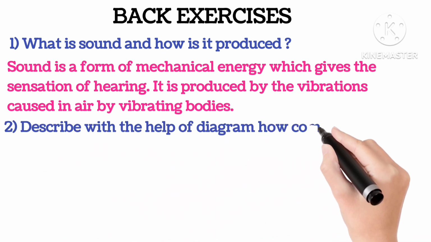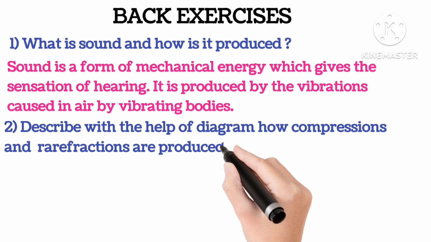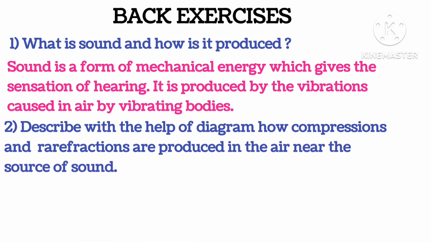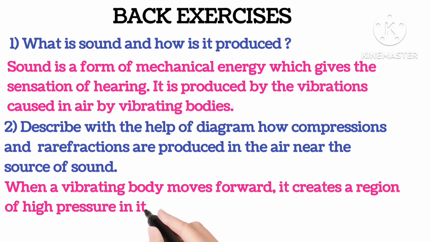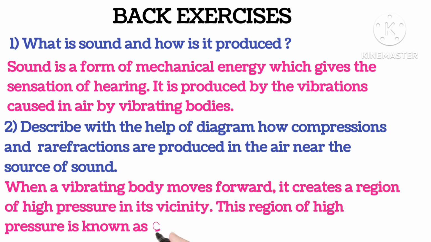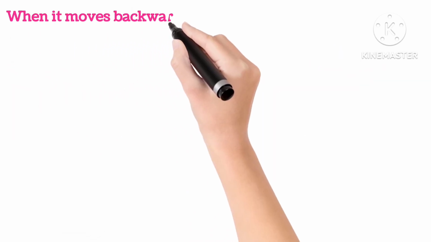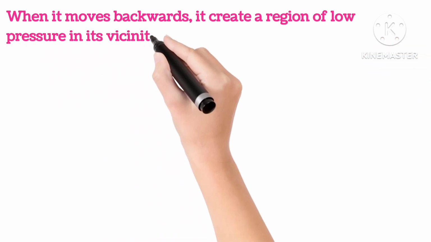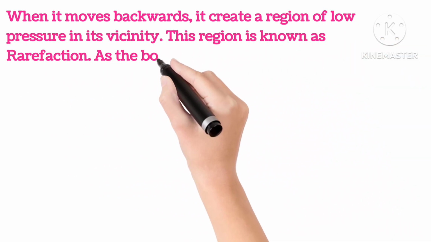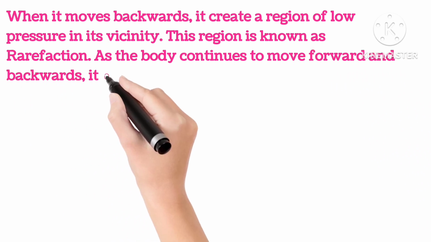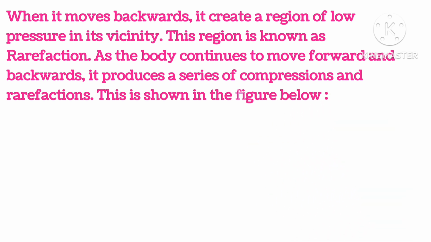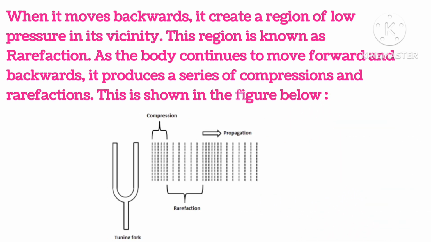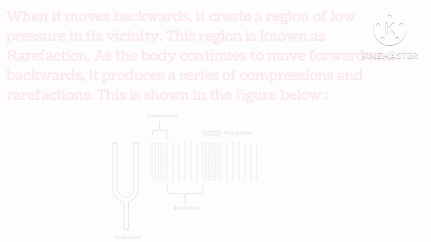2. Describe with the help of a diagram how compressions and rarefactions are produced in air near the source of sound. When a vibrating body moves forward, it creates a region of high pressure in its vicinity. This region of high pressure is known as compressions. When it moves backward, it creates a region of low pressure in its vicinity. This region is known as rarefactions. As a body continues to move forward and backwards, it produces a series of compressions and rarefactions, which is shown in the figure below. Here you can see compressions and rarefactions.